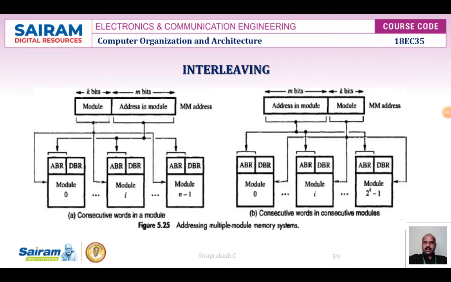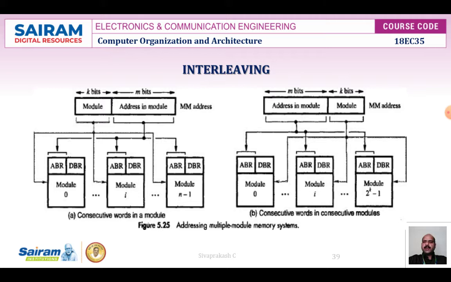Interleaving. The main memory of a computer is structured as a collection of physically separate modules. Each module has its own ABR and DBR, that is, address buffer register and data buffer register. So memory access operations may proceed in more than one module at the same time. Thus, the aggregate rate of transmission of words to or from the main memory can be increased.